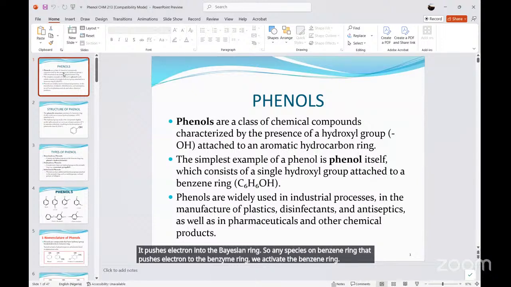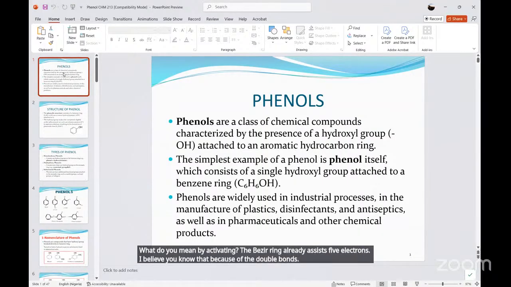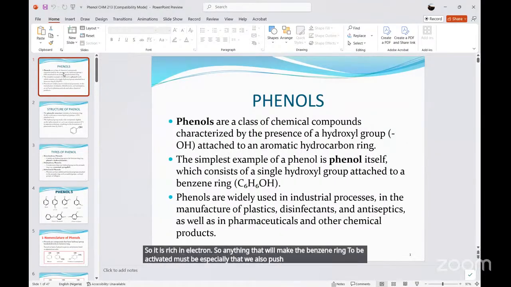What do you mean by activating? The benzene ring already has 6 pi electrons. I believe you know that because of the double bonds. So it is rich in electrons. So anything that will make the benzene ring activated must be a species that will also push electrons to the benzene ring. Because if a species on the benzene ring tries to withdraw electrons from the benzene ring, it is going to destabilize the benzene ring.